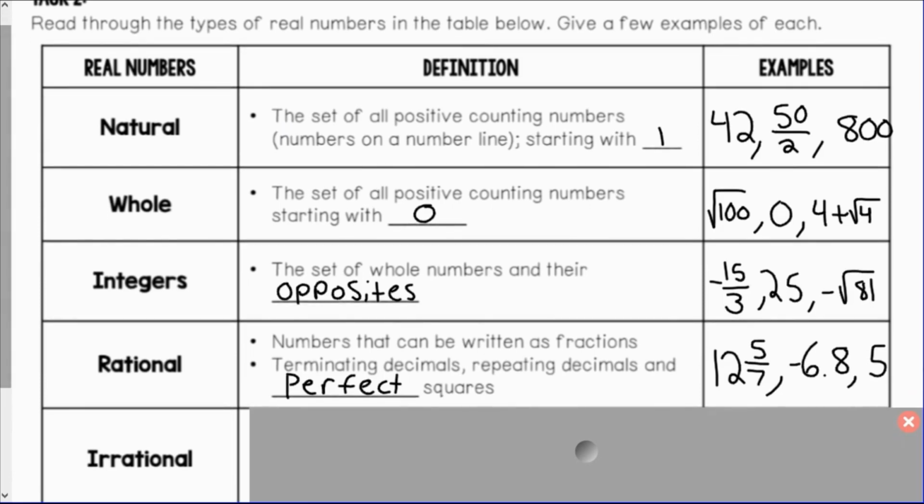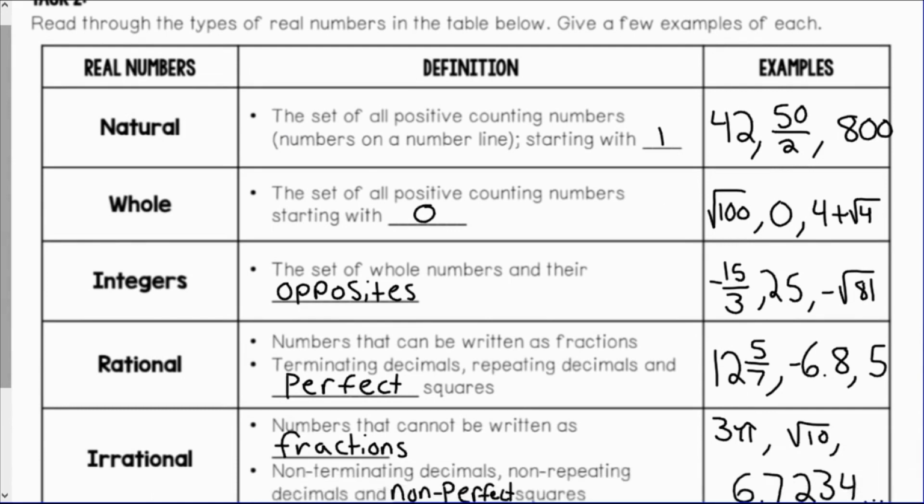And then my last set is irrational numbers, or numbers that cannot be written as fractions, and non terminating decimals, non repeating decimals, and non perfect squares. Some examples of irrational numbers could include 3 pi, square root of 10, and 6.7234 dot dot dot. Remember, those three dots tell me the number will go on forever.